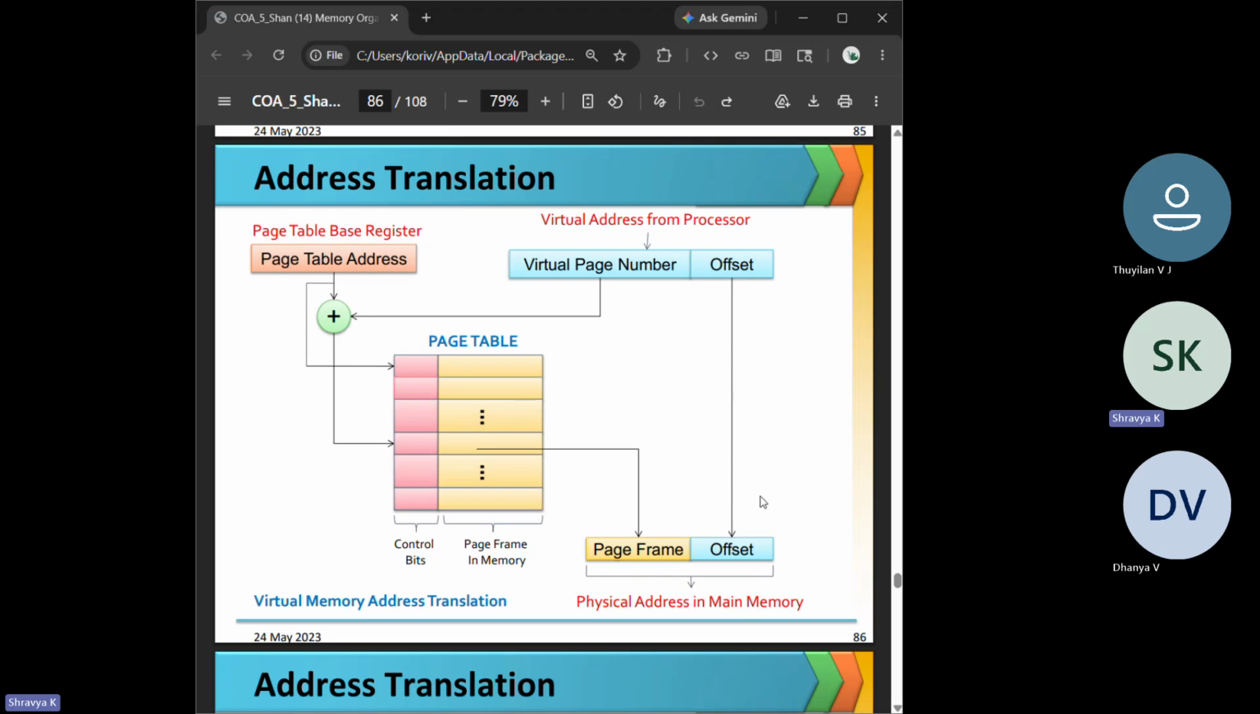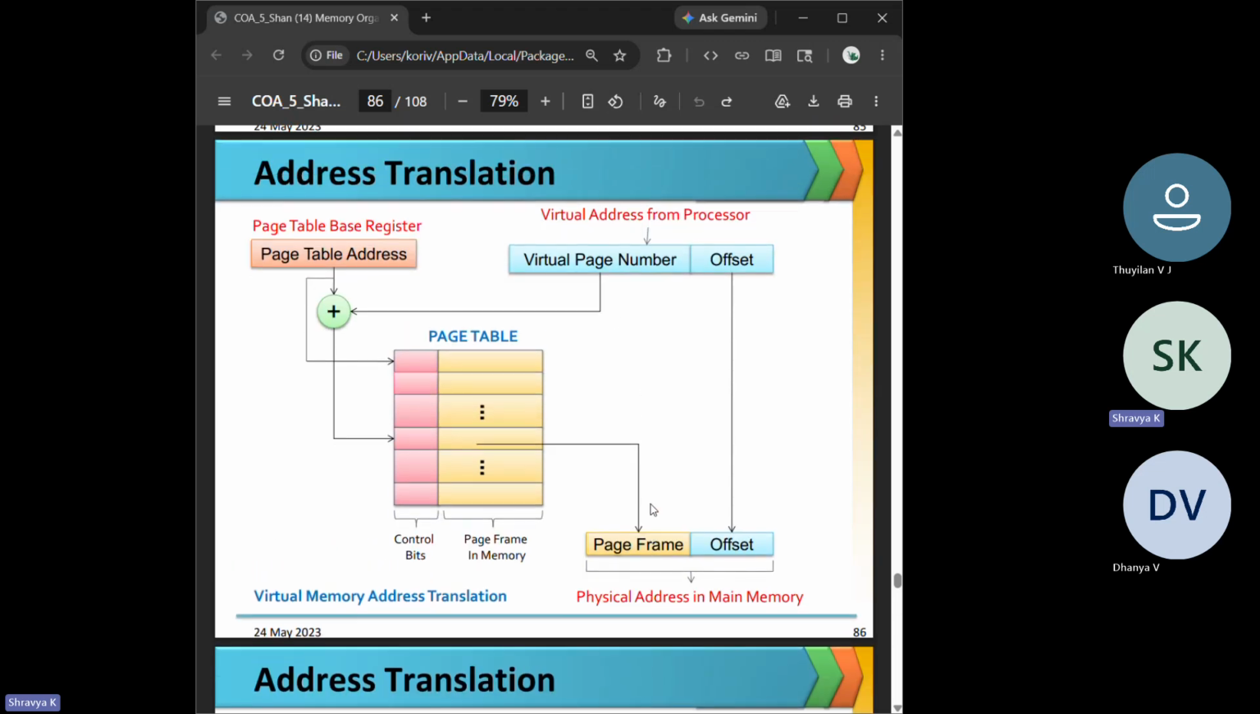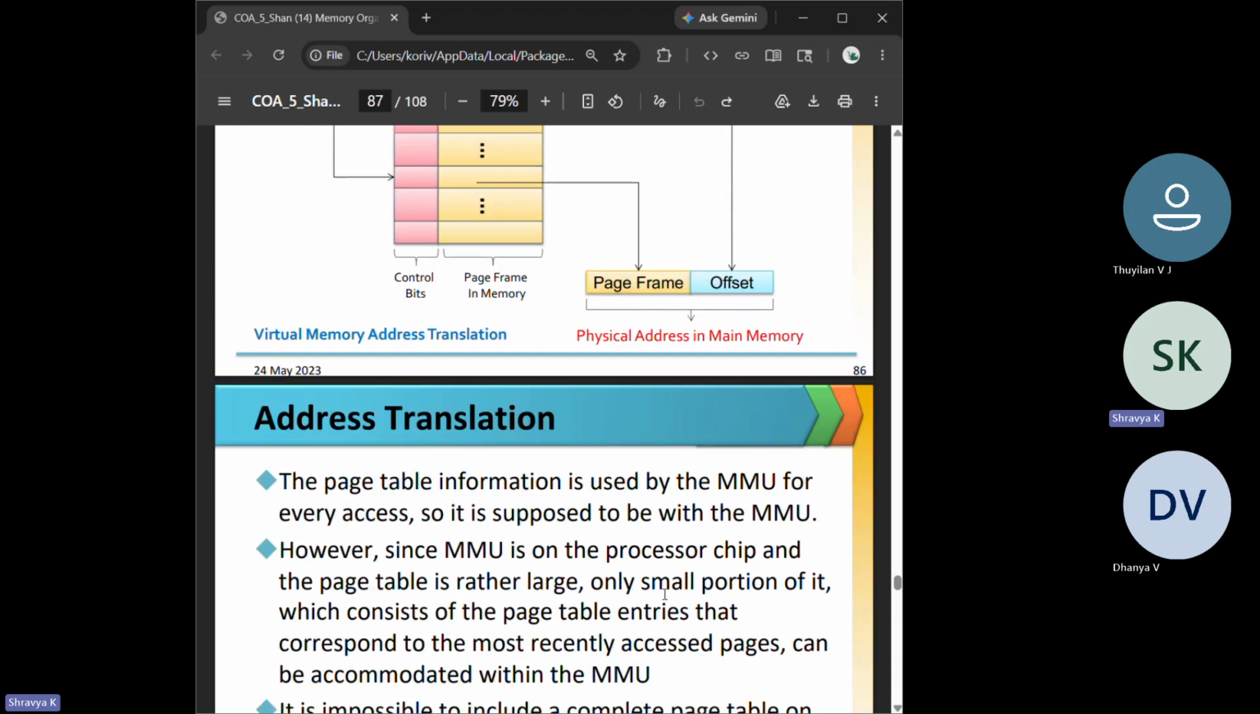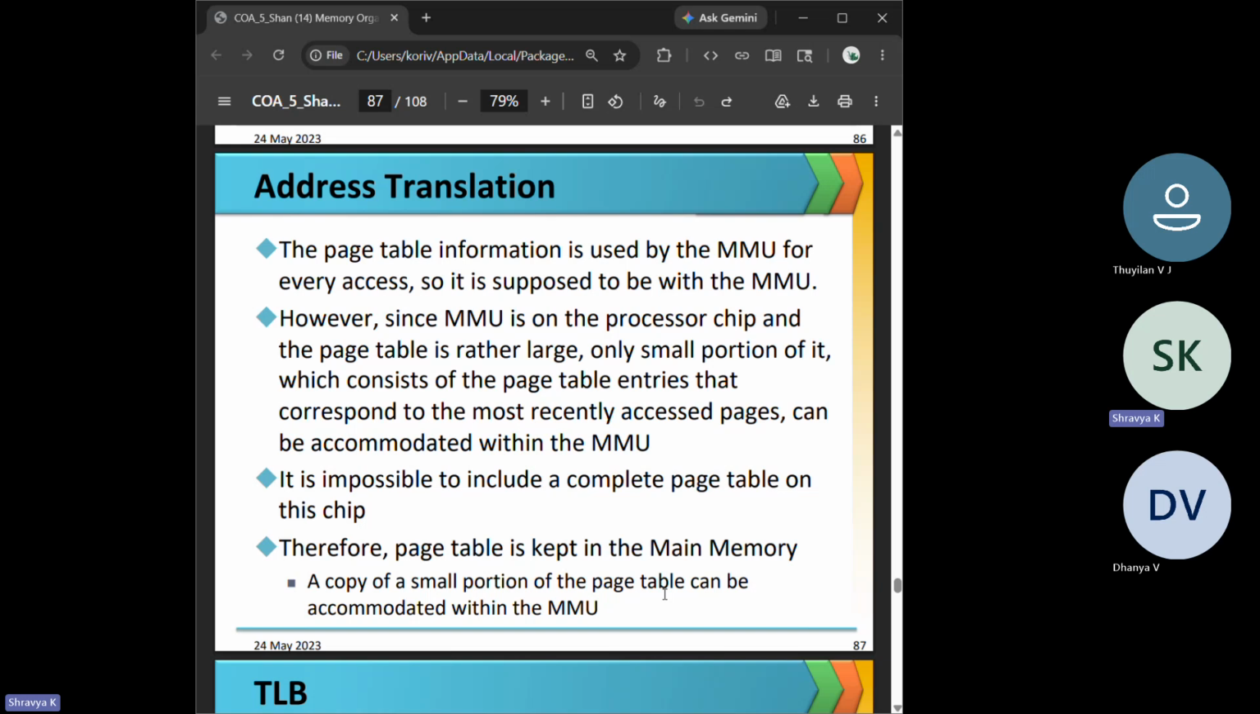And then the offset is the same. The offset is basically the internal offset within the page, which word or which bit we are talking about. So that offset stays the same even after the translation. The only thing that's changing is that the virtual page number is being looked up in the page table, and the corresponding physical address is being given to us, right? So the page table information is used by the MMU for every access, so it is supposed to be with the MMU.